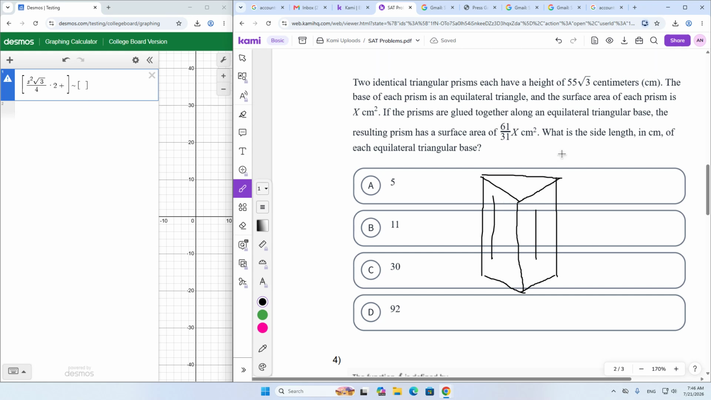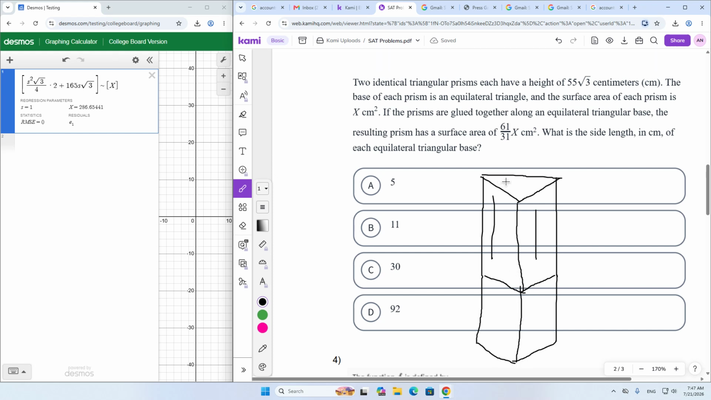So it's going to be 55, 55, 55, 165 square root 3. Okay? So that is going to be equal to capital X, right? And then I extend it, and then it's glued together. So I get this other region here.